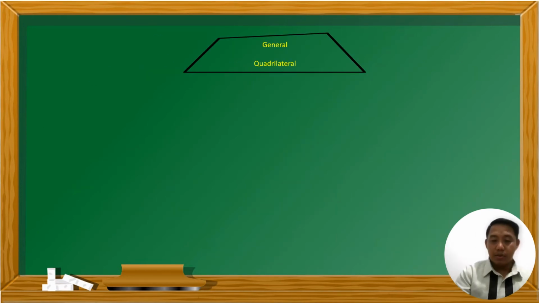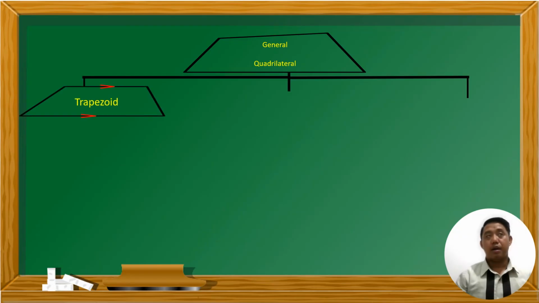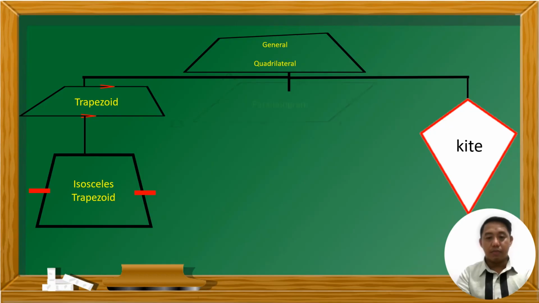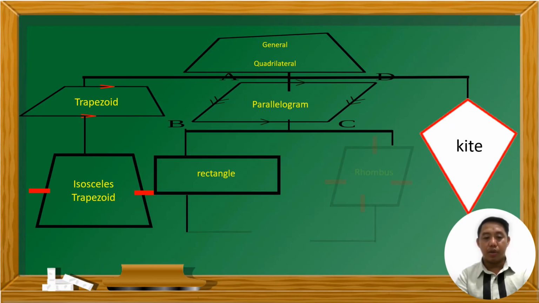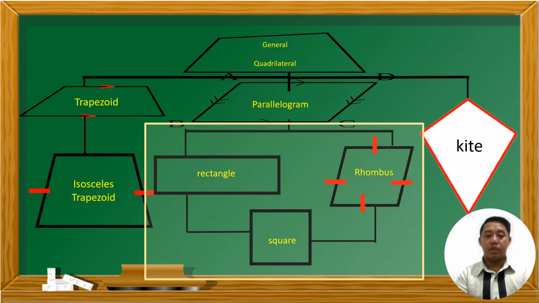So, balikan natin, no, yung general quadrilateral natin are classified into trapezoid. Under the trapezoid, we have the isosceles trapezoid. And then we have the parallelogram. Under the parallelogram, we have the rectangle, rhombus, and square. So this one is called the special parallelogram. So yung pinag-aralan natin kanina, yun yung parallelogram. So the next one will be the special parallelogram.